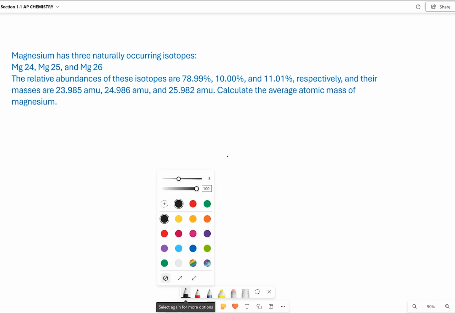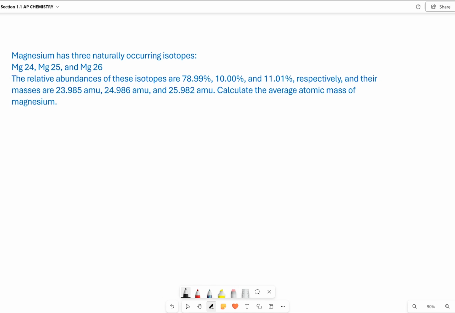So this one, you don't even actually need much chemistry knowledge to solve. Magnesium 24, magnesium 25, magnesium 26 are all different isotopes of magnesium, which means they have a different number of neutrons in the nucleus. So we have 78.99% of magnesium 24, and magnesium 24 is 23.985 AMU. So we can say there's 23.985 AMU, and then 78.99, there's 78.99% in any given sample of magnesium.